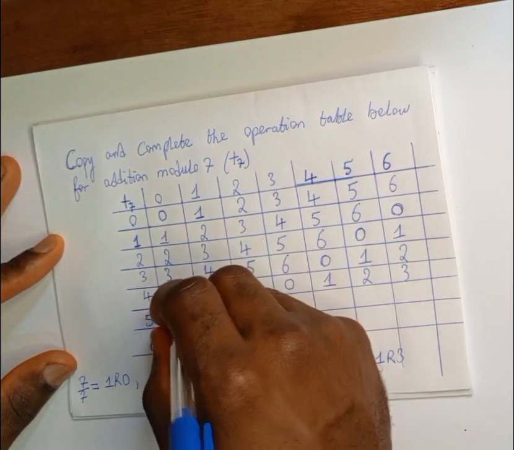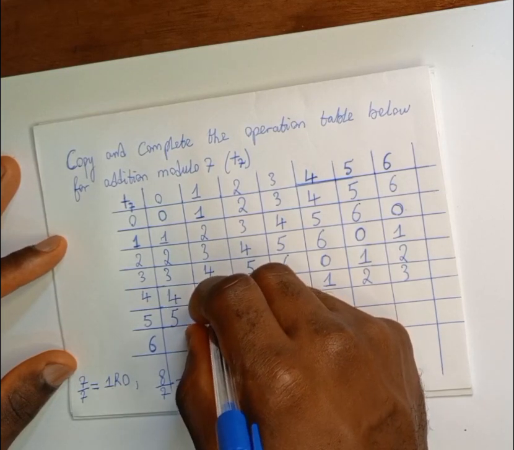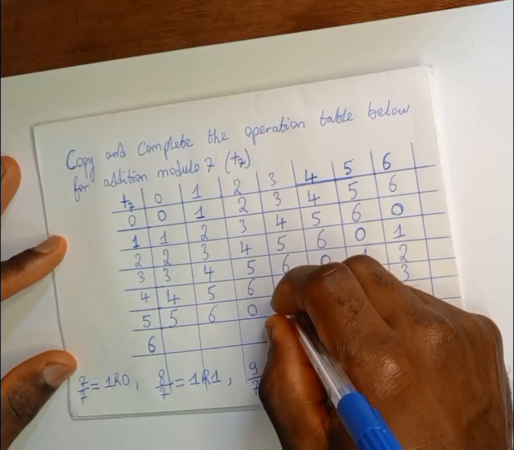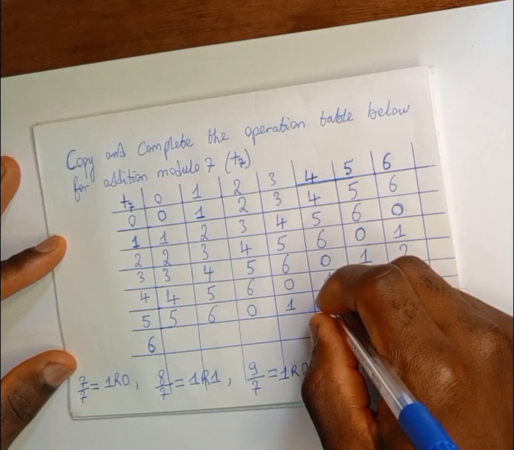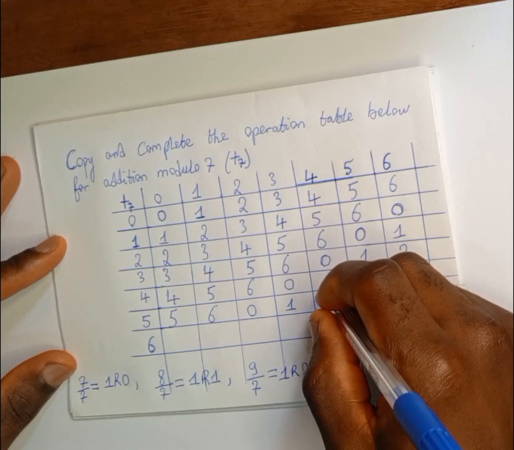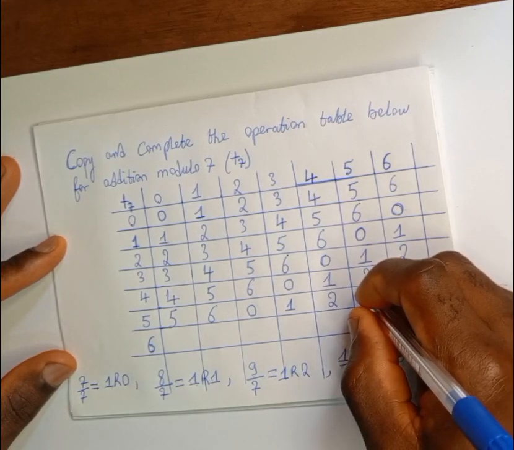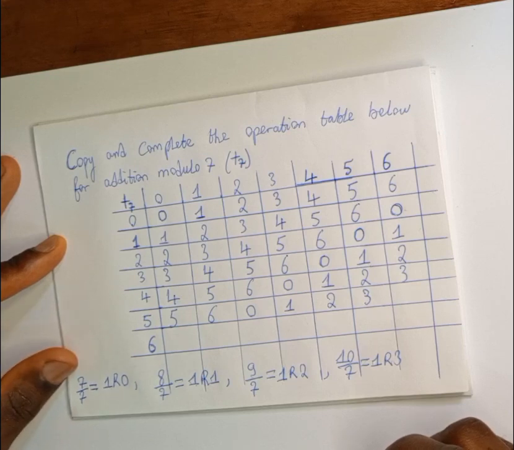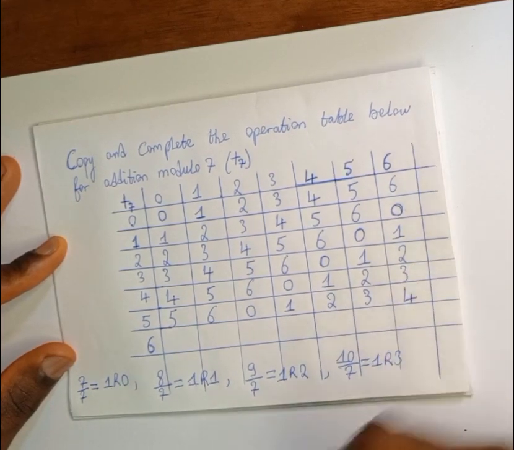5 plus 0 gives 5. 5 plus 1 gives 6. 5 plus 2 gives 7. 7 in modulo 7 is 0. 5 plus 3 gives 8. 8 in modulo 7 gives us 1. 5 plus 4 gives 9. 9 in modulo 7 gives 2. 5 plus 5 gives 10. 10 in modulo 7 gives 3. 5 plus 6 gives us 11. 11 divided by 7 gives us a whole number part of 1 and a remainder of 4. We write down the remainder 4 here.